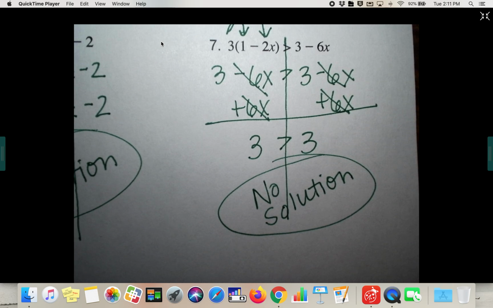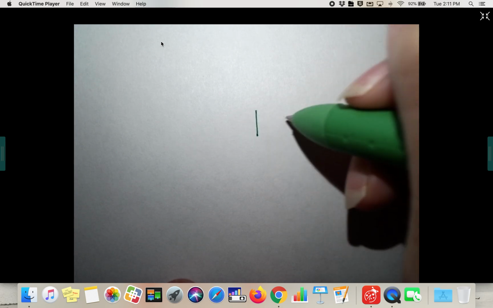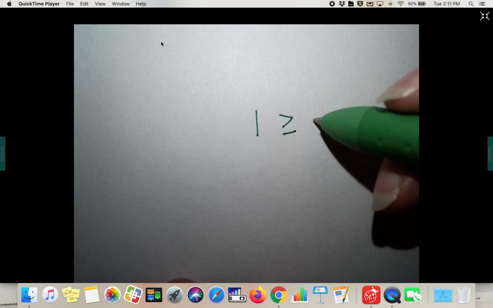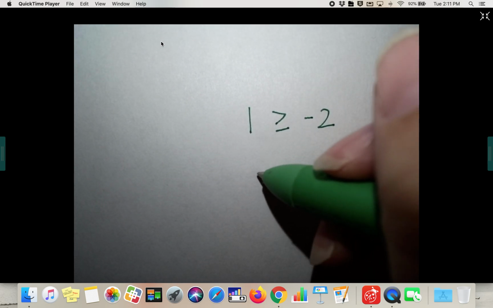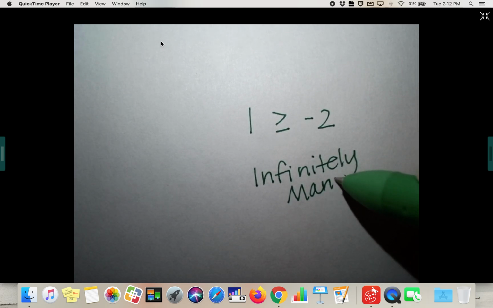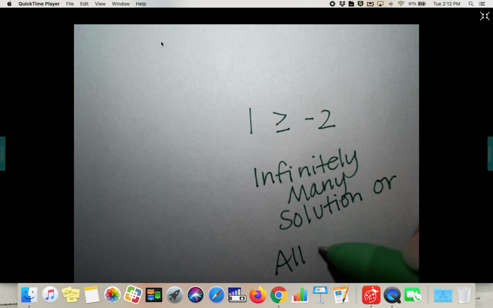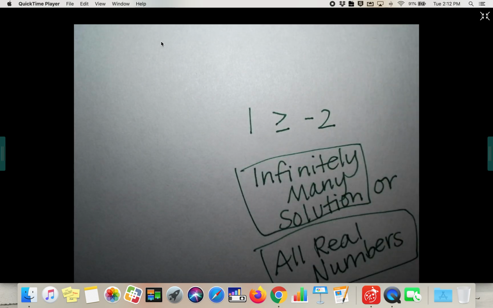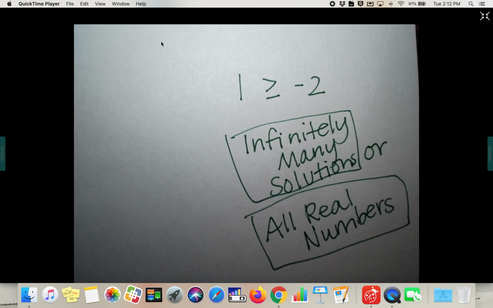Don't forget what infinitely many solutions or all real numbers is. In fact, real quick review, if you get it down to where 1 is greater than or equal to negative 2, that is a true statement. 1 is greater than negative 2. So this would be infinitely many solutions, which is also sometimes written as all real numbers. Basically, it means any number works in that particular problem. So you can see it sometimes as all real numbers. Sometimes you'll see it in your work as infinitely many solutions, but it means the same thing. It means it's true.